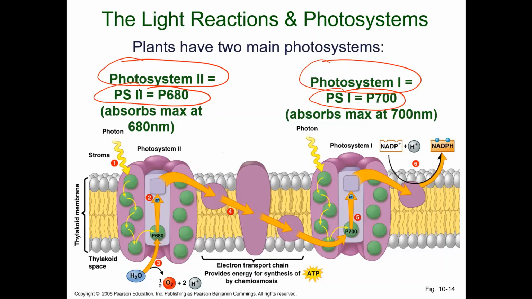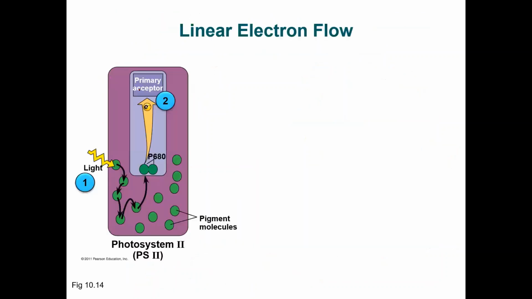Sorry, chlorophyll A's tend to congregate with A's and B's with B's and so on. But you've got to really zoom in on the membrane to see that. So let's take a look at these steps here, and we're going to start off with photosystem 2.